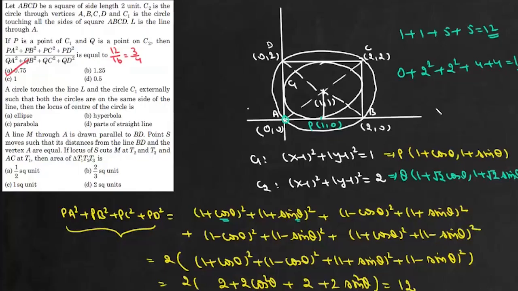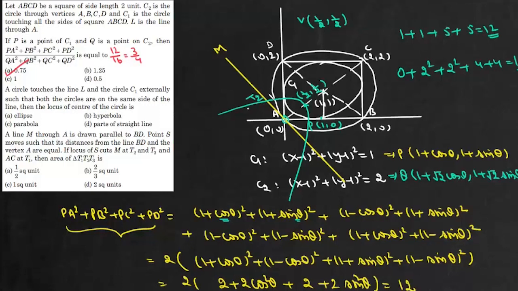Now this third part says a line M through A is drawn parallel to BD. So we have a line through A which you have drawn parallel to BD, so that's your line M. Point S moves such that its distance from line BD and vertex A are equal. So in this case, distance from a fixed point and fixed line is the same. So the locus of S will be a parabola, whose focus is at A and directrix is at (1, 1). So we'll have this parabola, and its vertex will be at (1/2, 1/2). So vertex for this parabola will be (1/2, 1/2).